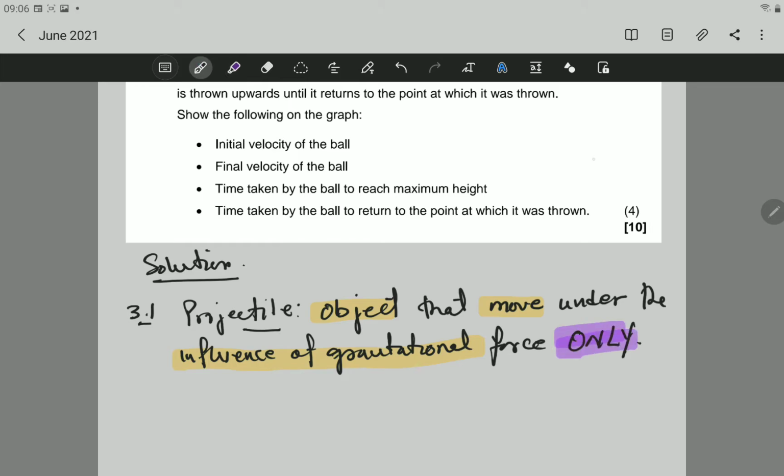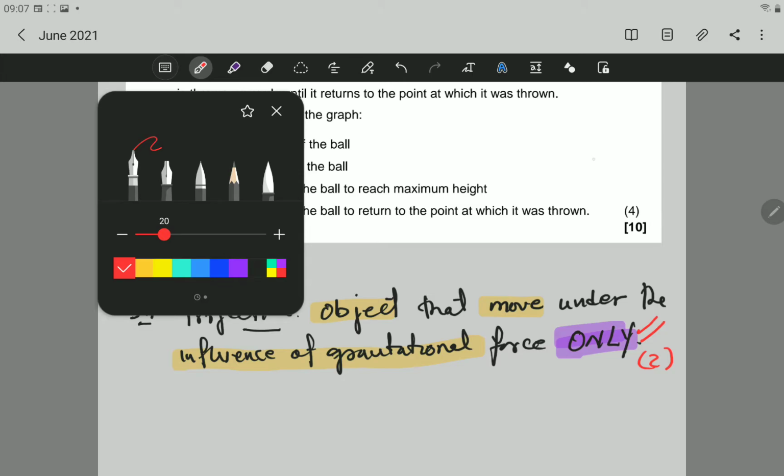This question has 2 marks for the definition, and the 2 marks are allocated according to this specific important word. It's an object that moves under the influence of gravitational force only. If the word only is missing, then you don't get the 2 marks. So please be careful with the definition. It's also very easy to get confused with projectile motion or free fall. What is the difference? Projectile is an object. Free fall is a motion of an object. So be careful with that one, but eventually we'll do some questions on projectile.